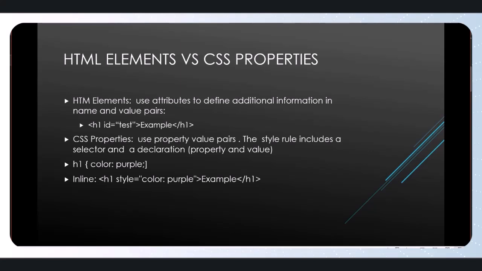HTML elements versus CSS properties. So HTML elements use attributes to define additional information in name and value pairs. So in H1 with ID equals test, the name of the attribute is ID, and the value is test. So the CSS properties use property value pairs, and the style rule includes a selector and a declaration of a property and a value.